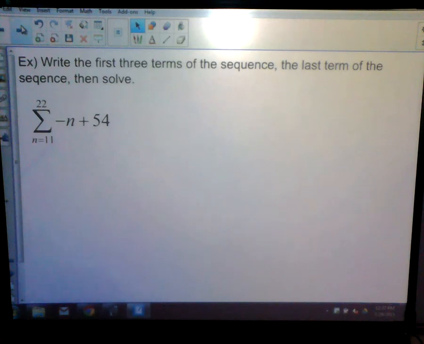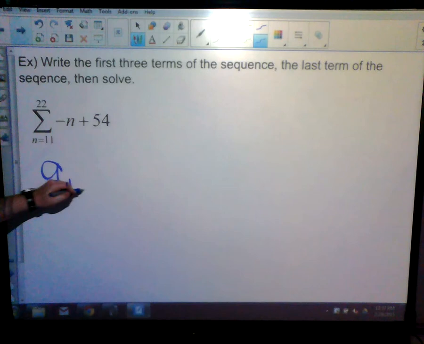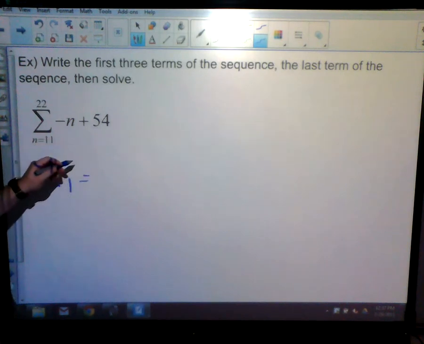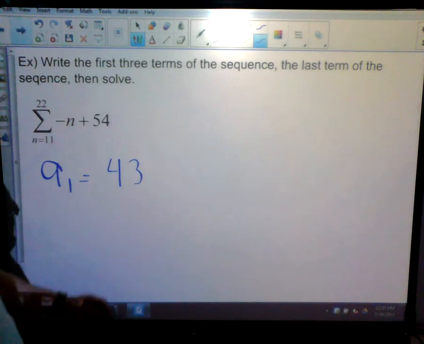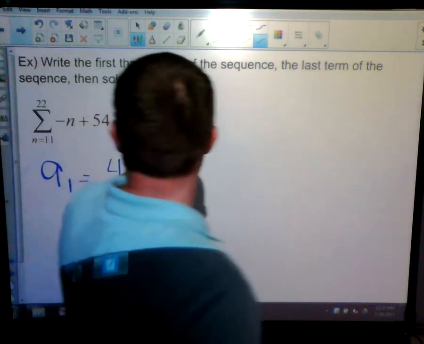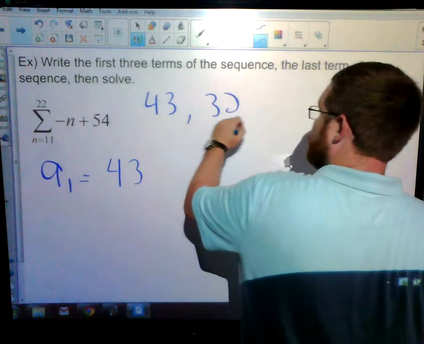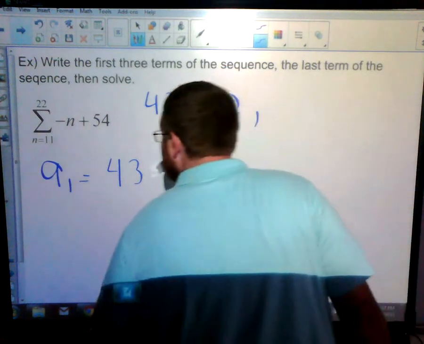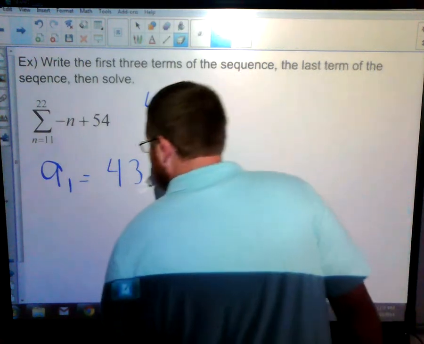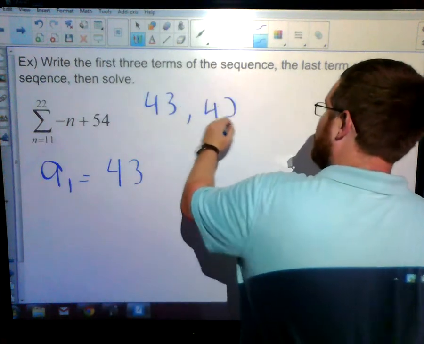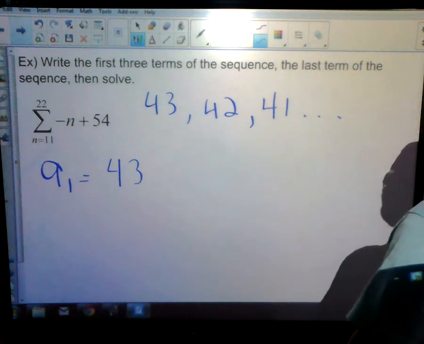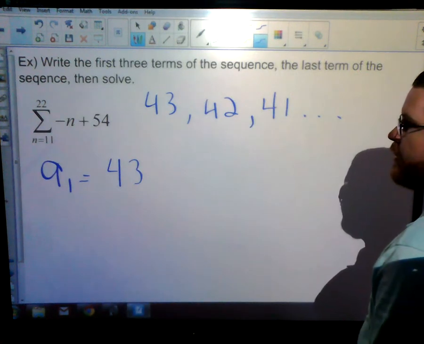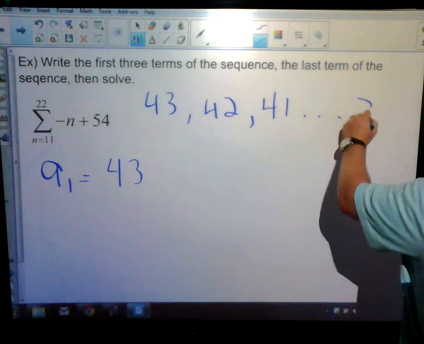What about this one? Well, the first term, if you plug in 11, 54 minus 11 is 43. If you plug in 12, you get 42. The next term is 41. The last term, if you plug in 22, is going to be 54 minus 22, which is 32.